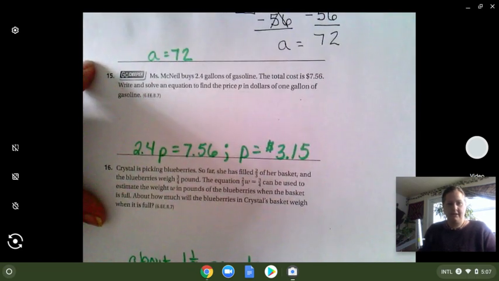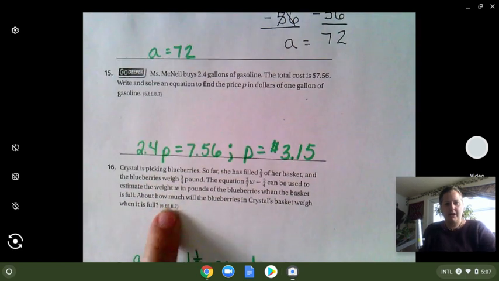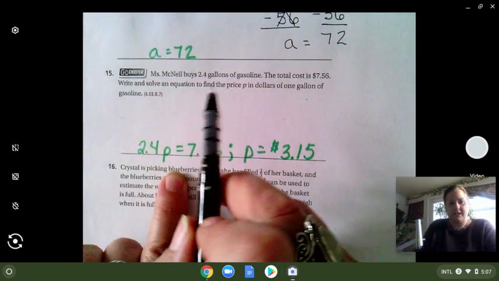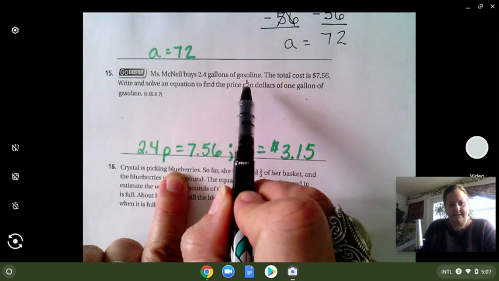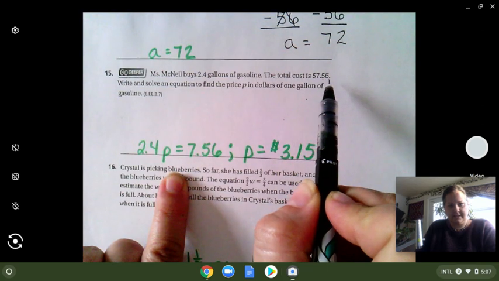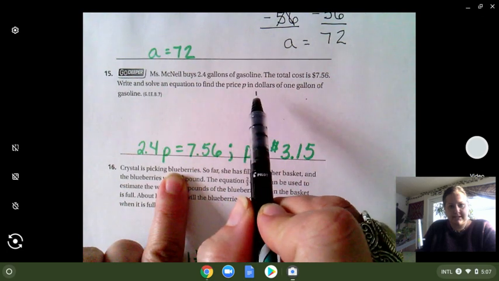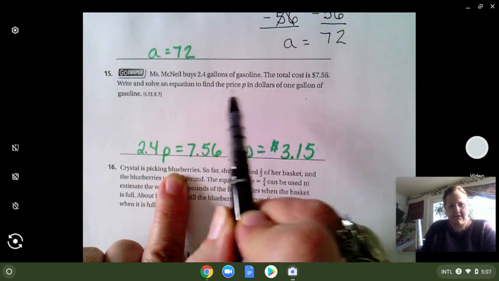Number 15. Miss McNell buys 2 4/10 of a gallon of gasoline. The total cost is $7.56. Write and solve an equation to find the price, P, in dollars of 1 gallon of gasoline. So our equation is going to be 2.4 gallons of gas is how much she buys. The total cost is $7.56. We need to figure out the P, the price in dollars of 1 gallon of gas.